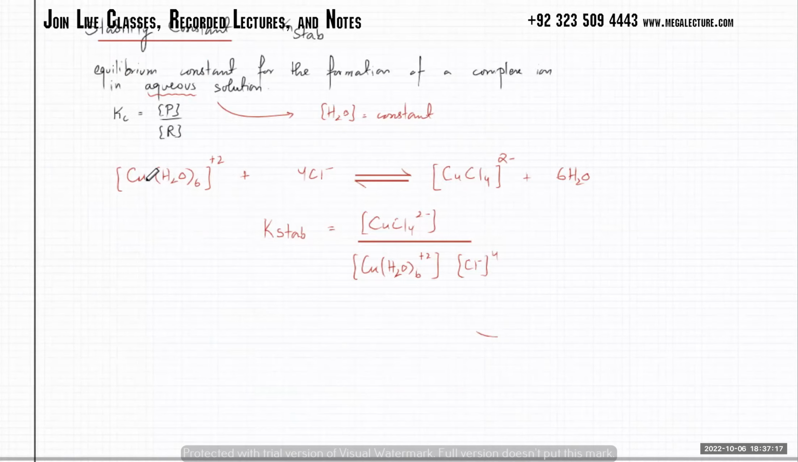Okay, so stability constant is the equilibrium constant, I mean it's the product concentration divided by the reactant concentration.